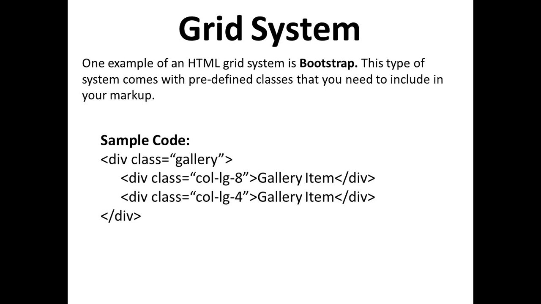In one page, no matter how big or how small the page is, it is always made up of 12 columns. That's why you have col-lg-8 and col-lg-4: 8 plus 4 equals 12. Then, it may not be large. It could be small, it could be medium, it could be extra large.